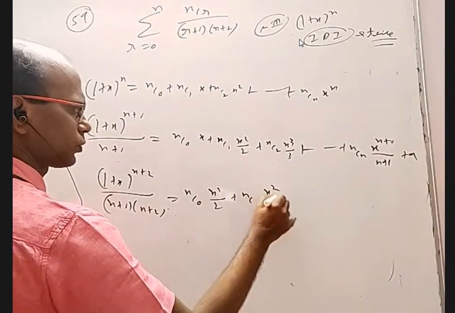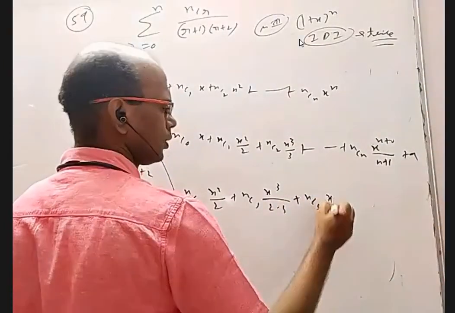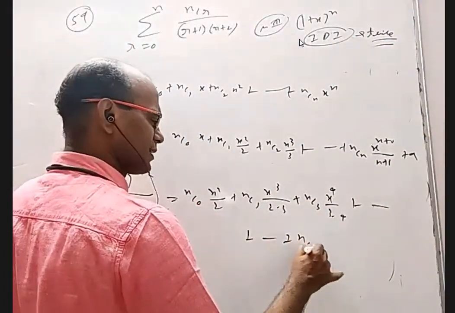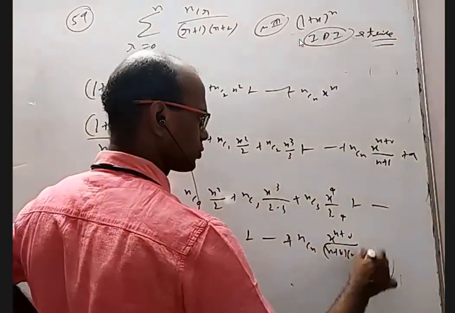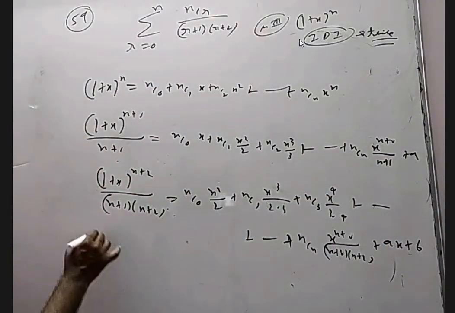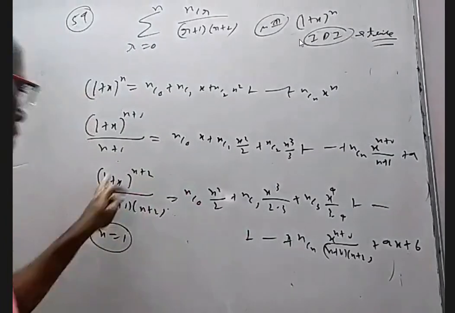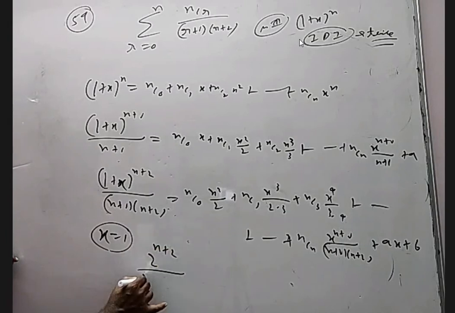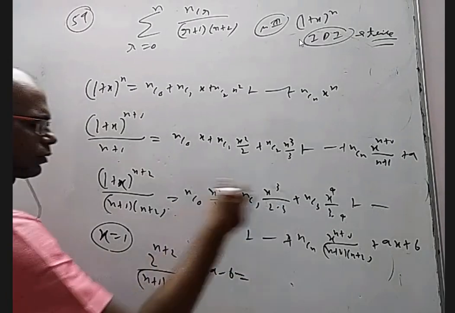This integral is x cube by 2 into 3. This is nC3 into x power 4 by 3 into 4, and so on, up to nCn into x power n plus 2 by (n plus 1) into (n plus 2), plus ax plus b. The integral of a is ax plus b. Now, no doubt, if you put x equal to 1, this will be the required integral, but we will be left with a and b and this. So when I put x is equal to 1, this will become 2 power n plus 2 by (n plus 1) into (n plus 2). Bring that a this side, minus a minus b. What will be left is the required integral.